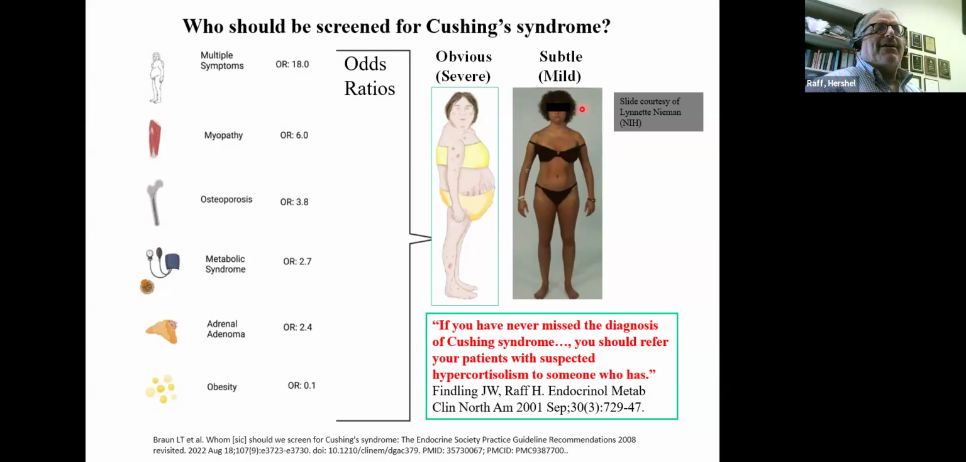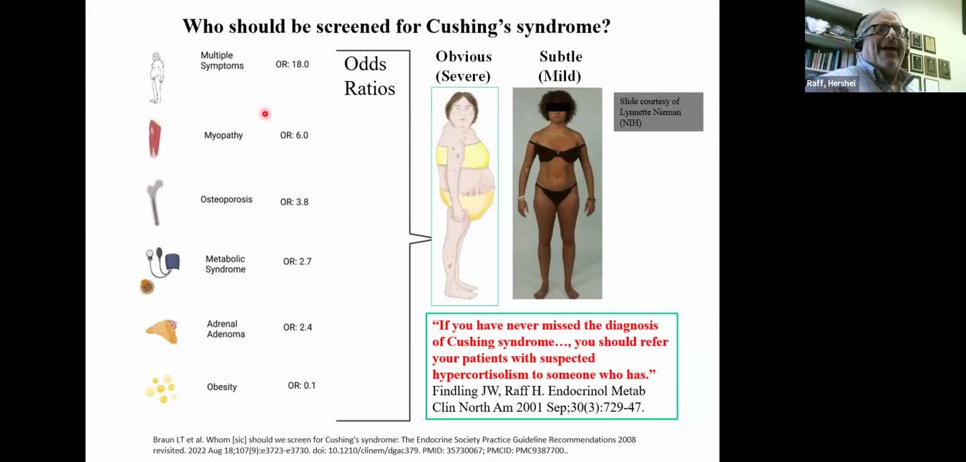And this is from a series of patients that Lynette Neiman generated at the NIH, one of the big names in this field and a close collaborator. Nobody would ever guess, just looking at this picture, this patient could have Cushing syndrome. But she did, surgically proven. And Lynette has a whole series of these patients. So what do you do?